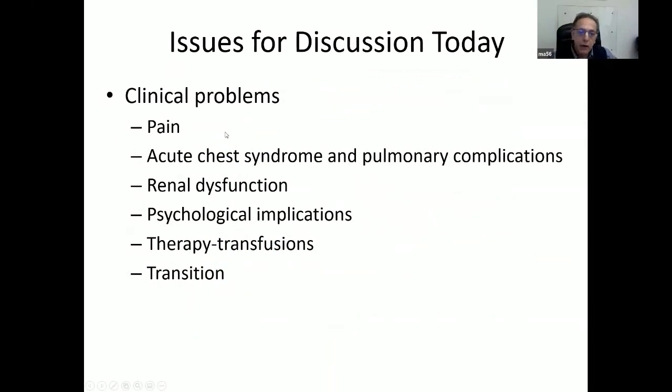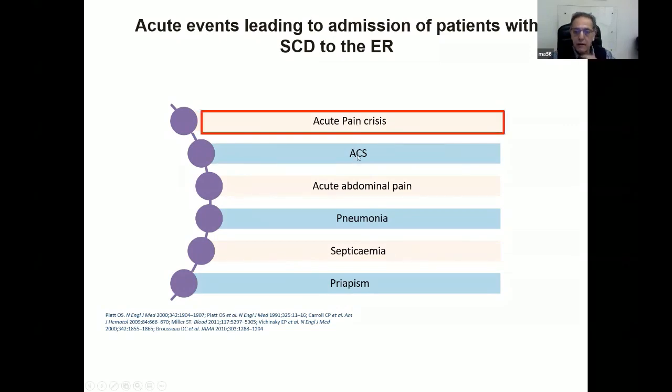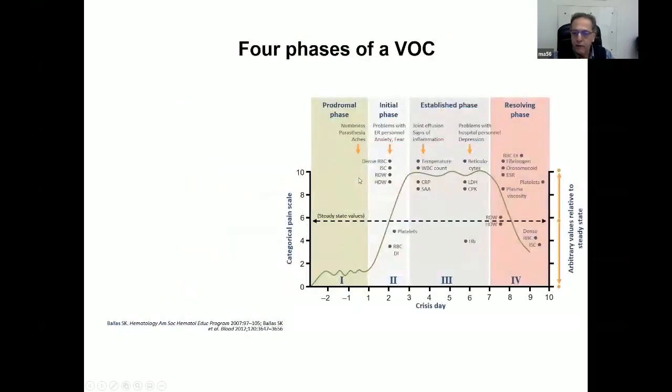And I will talk today about the multidisciplinary care in pain, pulmonary complications, renal dysfunction, more importantly, the psychological implications of this, the need for multidisciplinary care even in therapy, and I will talk about transition. Now, if we look at acute events that lead to the admission of patients with sickle cell disease to the emergency room, pain crisis and acute chest syndrome are high on the list. And pain crises are really the hallmark of this disease.